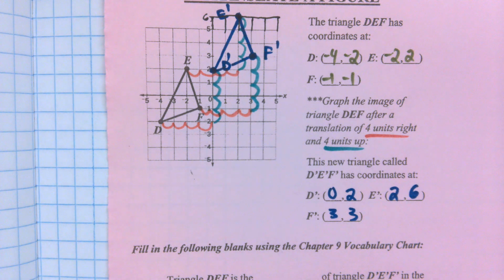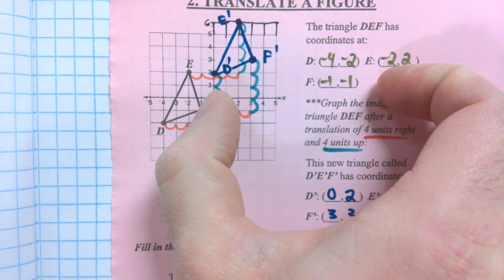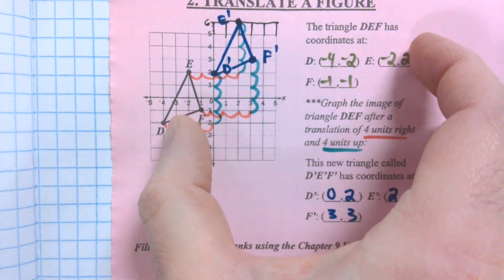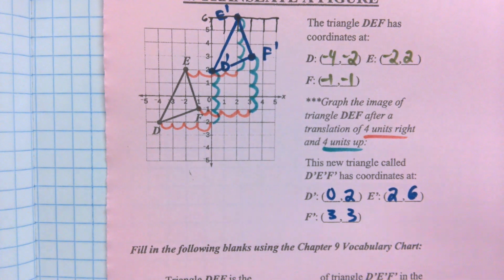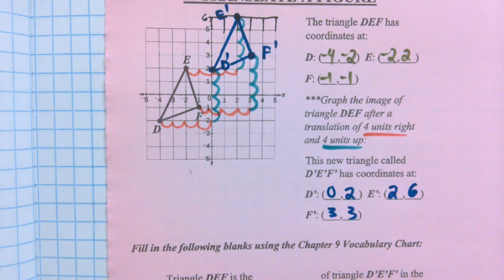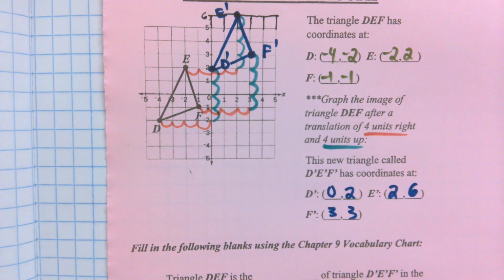Does the triangle look like it's the same exact size as our original triangle? Yes, it does. Is it the same exact shape as that original triangle? Yes, it is. What did we change about this triangle? The location. That's it. We didn't change the orientation, right? Which way it's turned or flipped around. We didn't change the size, make it smaller, make it larger. All we did was take the triangle and move it across the graph. All right?